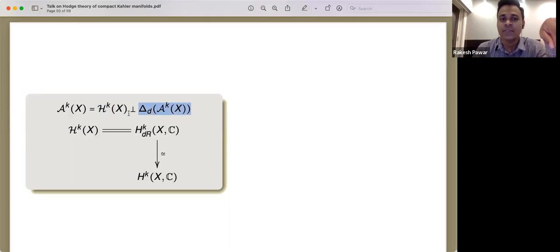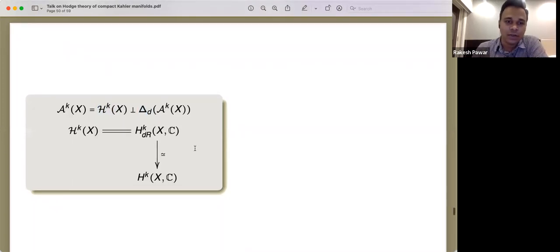Okay, orthogonal sum in the sense of the metric. These are perpendicular to each other, and this is a decomposition. So every element will decompose as a sum of two such elements.